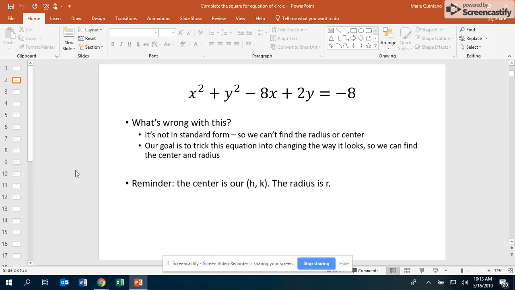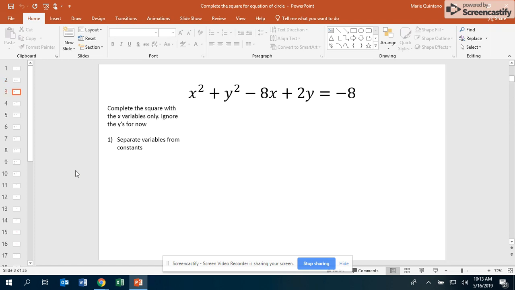We have this equation, x squared plus y squared minus 8x plus 2y equals negative 8. What's wrong with this? A lot of things. It's not in standard form. It's not the way you're used to seeing the equation of a circle. So we can't find the radius or the center yet. Our goal is to trick the equation into changing the way it looks so we can find the center and the radius. Our center should be h comma k, and the radius should be r.